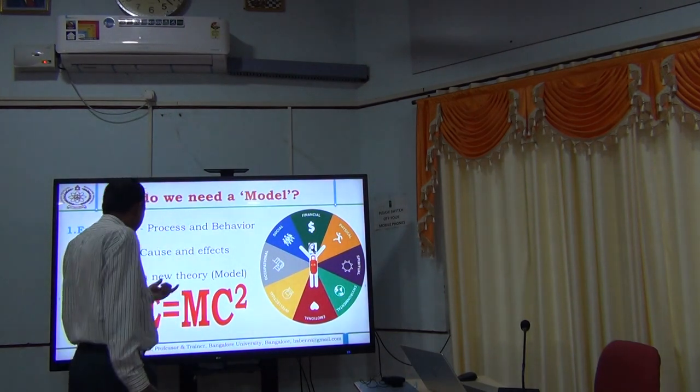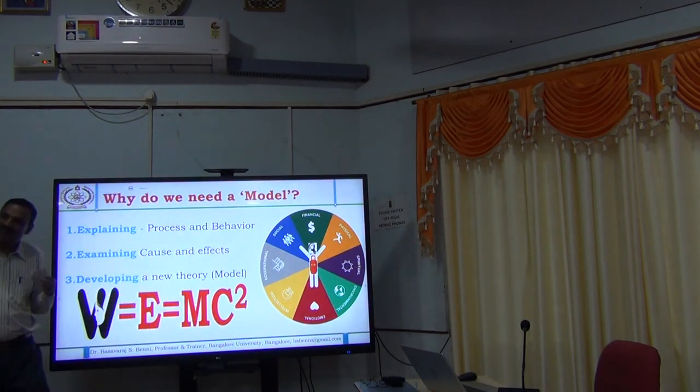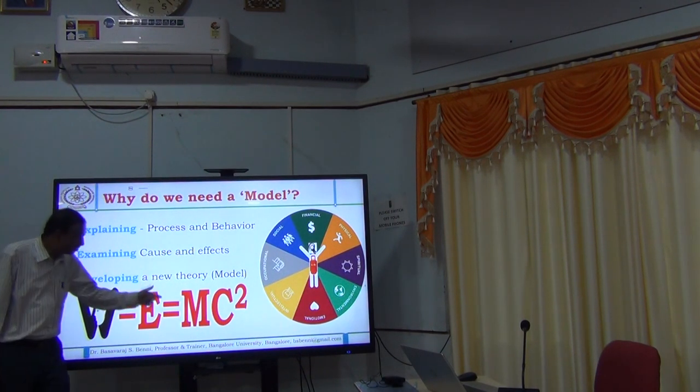Velocity. Okay, so please explore. Okay, yeah. We should not tell everything in the class. Okay, W is equal to, woman is equal to, E is equal to MC square.